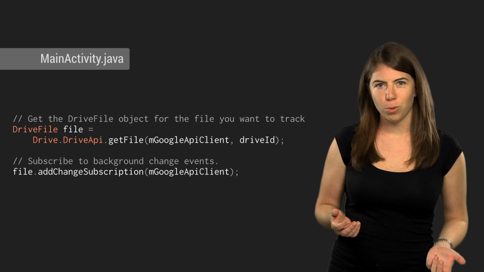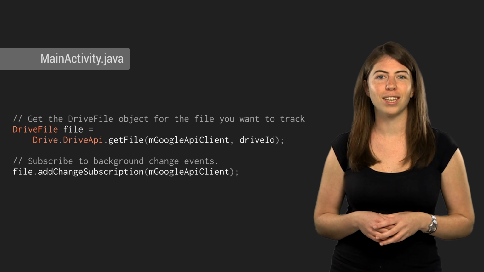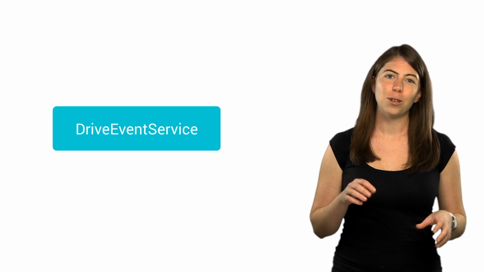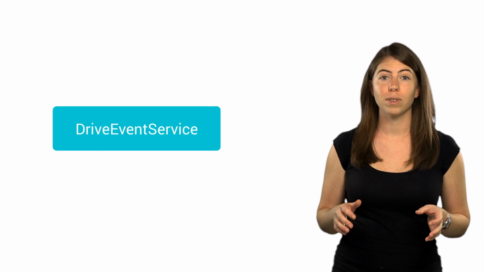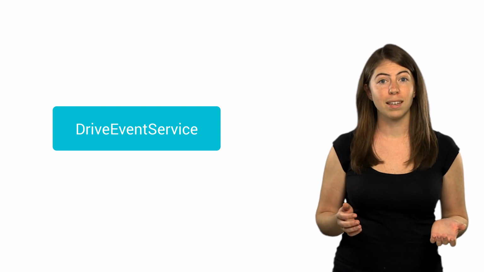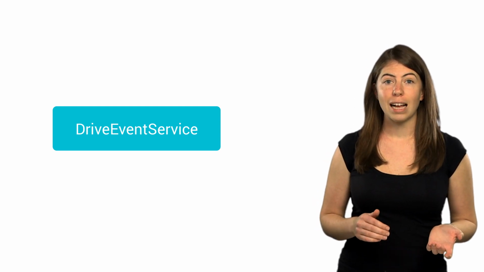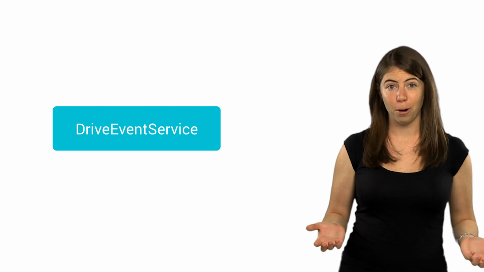To add a change event subscription, retrieve the Drive resource you're interested in, and simply call Add Change Subscription. But now you're probably wondering where these events get delivered. That's a good question. To handle background events, you need to create a service that extends DriveEventService and add this class to your app's manifest. You'll override the handler method in this class for each event in DriveEventService that you care about.